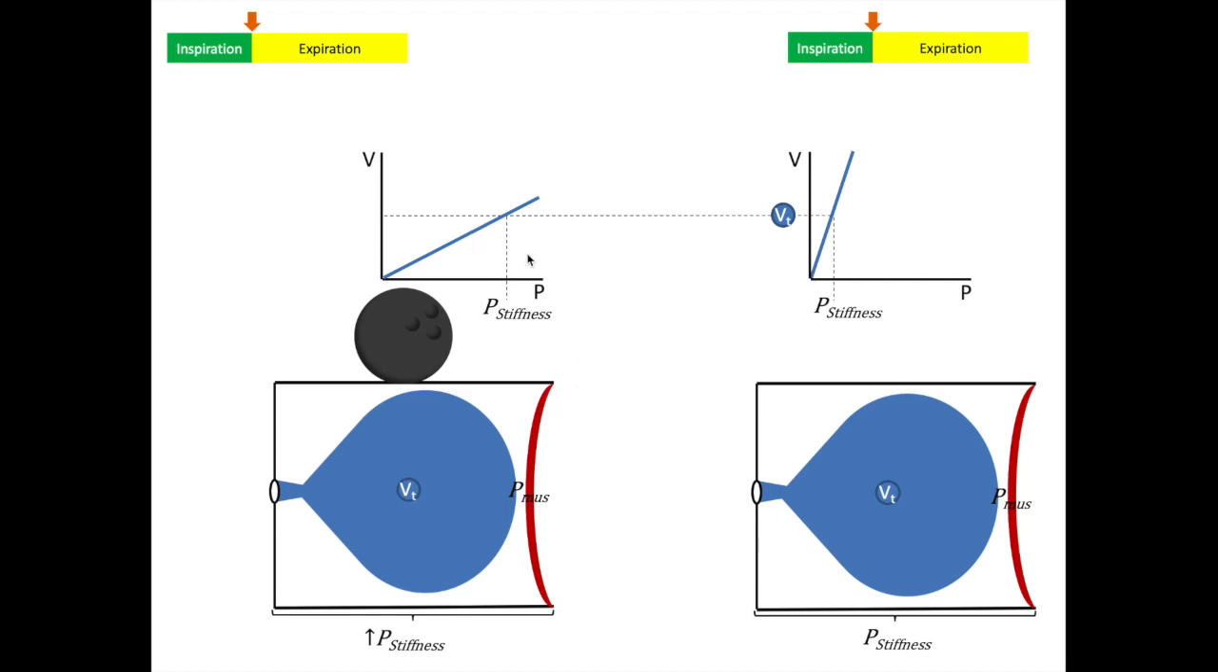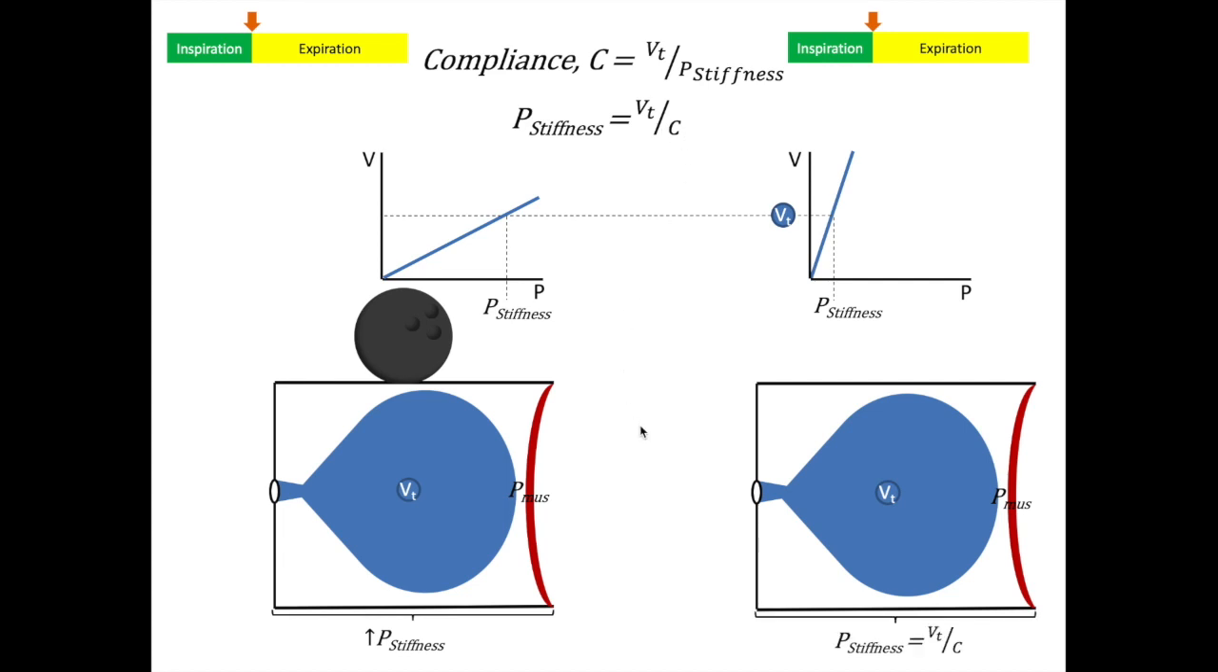This relationship of pressure and volume, this slope, is defined as compliance. Compliance is equal to the tidal volume divided by the stiffness pressure, or rise over run. If you took the rise in volume over the run in pressure, you get the compliance. You can solve for stiffness, and you get tidal volume over compliance. So the stiffness pressure of the respiratory system is equal to the tidal volume divided by the compliance.